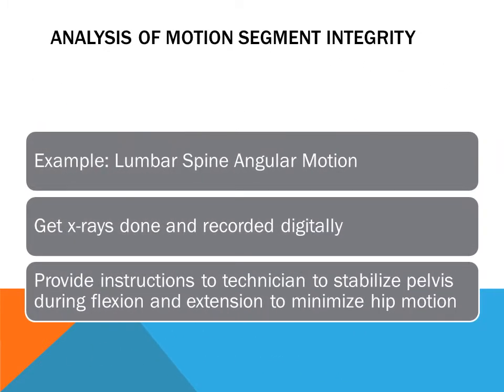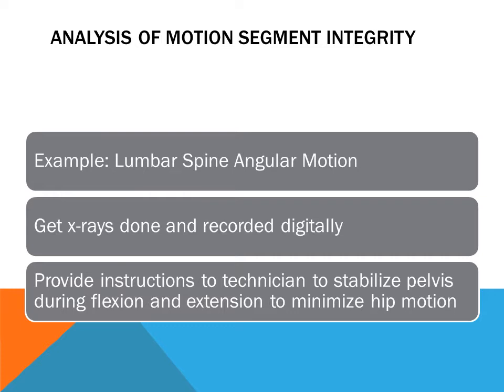Okay, so a couple of suggestions about performing an analysis of motion segment integrity. First of all, of course, this requires appropriate x-rays. And for the time being, let's just focus our attention on the lumbar spine. Of course, everything that I say would apply also to the cervical spine, but for this example, we're going to focus on the lumbar spine. So in order to measure lumbar spine angular motion, you need to have flexion and extension radiographs of the lumbar spine.